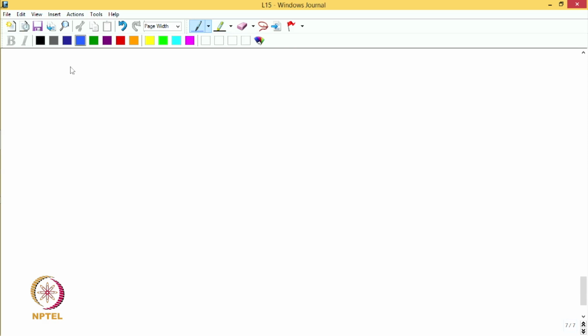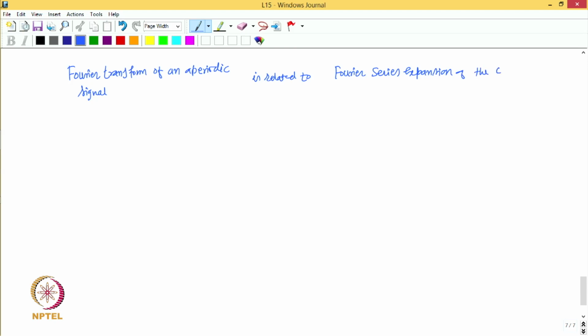So let us see how the Fourier transform of an aperiodic signal is related to the Fourier series expansion of the corresponding continuous periodic signal. Let us quickly sketch what we mean by these two quantities. Already we have discussed that earlier, but let us quickly sketch that.